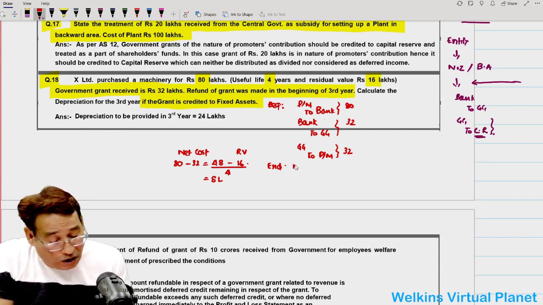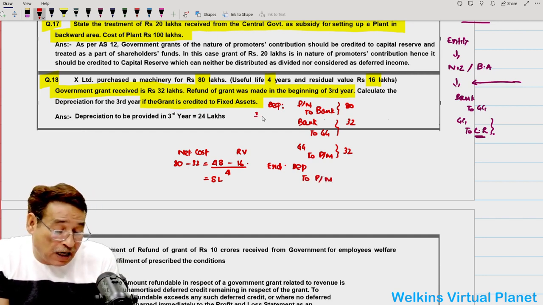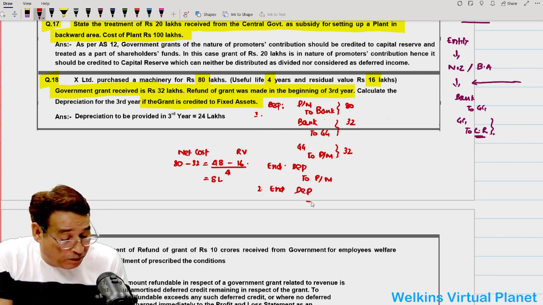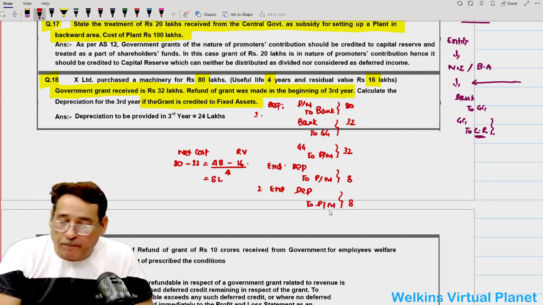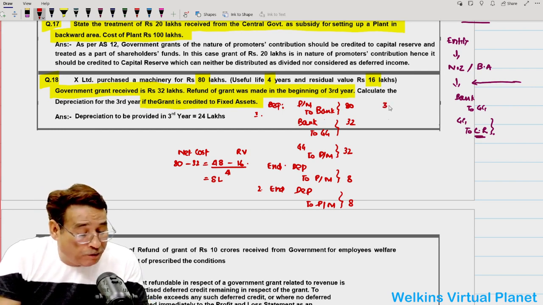Your entry will be depreciation account debit to plant and machinery account. These are the entries in the first year. At the end of the second year, you will repeat this entry: depreciation account debit to plant and machinery account. At the end of the second year, you will provide the depreciation again. Now we will reach the beginning of the third year.